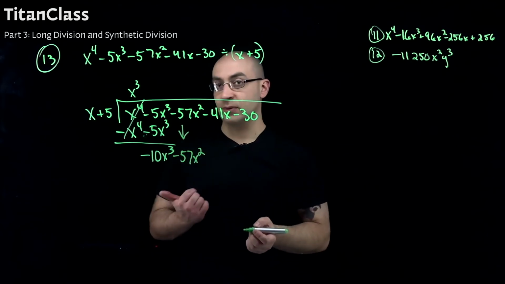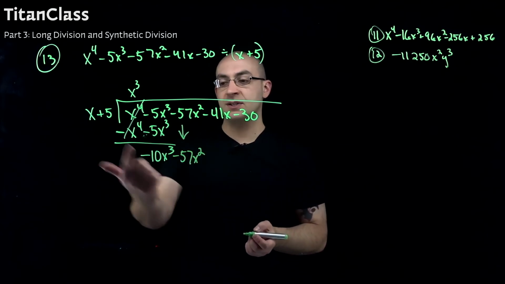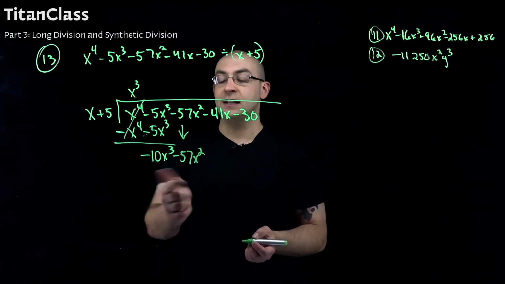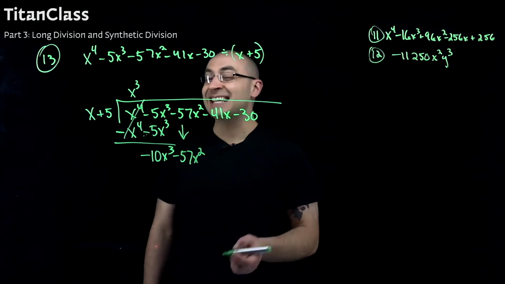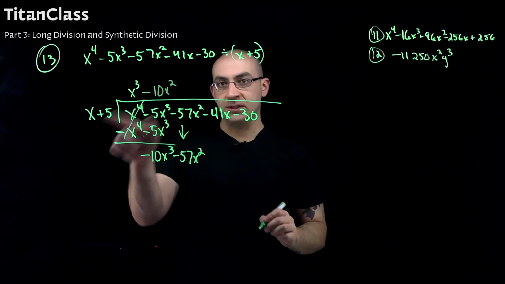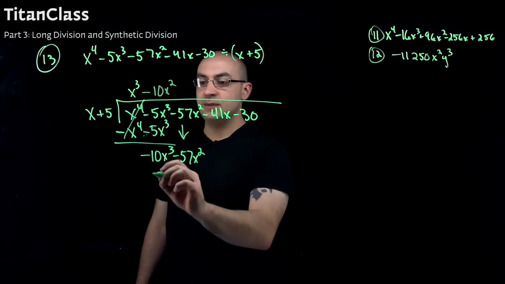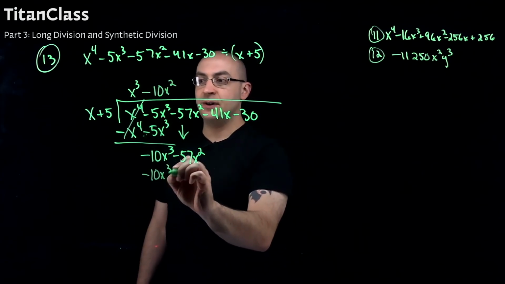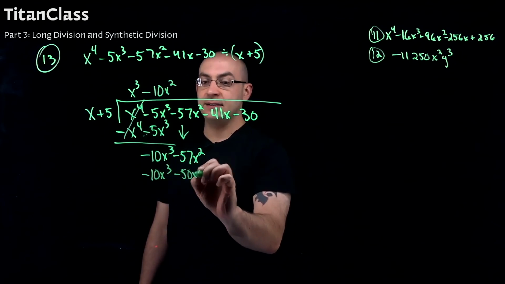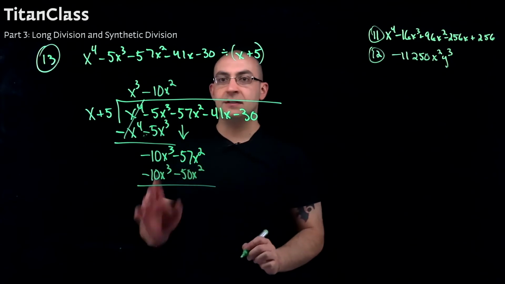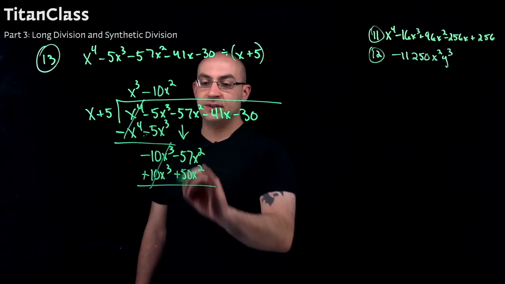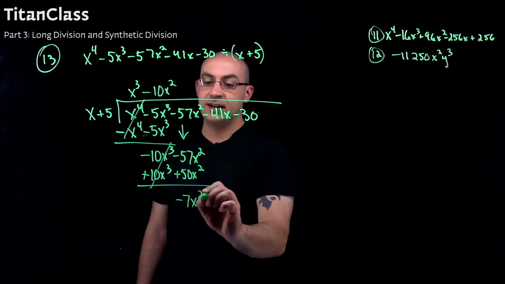Okay, start the process again. How many times does x fit into negative 10x to the third, or how many times does x divide into negative 10x to the third? Negative 10x squared times. Okay, then multiply through. Negative 10x squared times x is negative 10x to the third. Negative 10x squared times 5 is negative 50x squared. Again, change both signs. These are nice because I can just put pluses there. That cancels, and then we add down, which gives me a negative 7x squared.